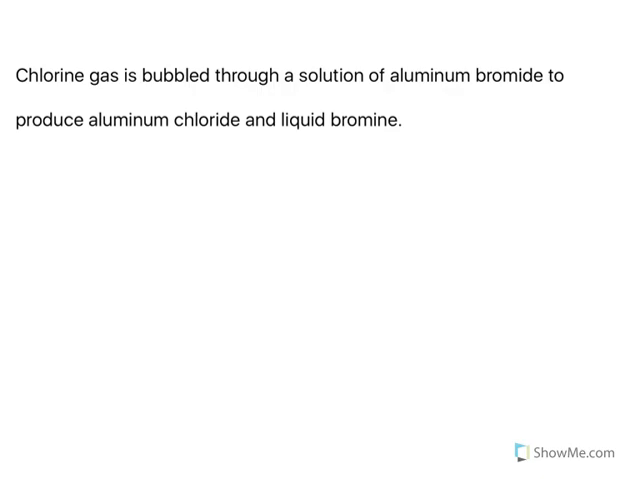Alright, so we have chlorine gas is bubbled through a solution of aluminum bromide to produce aluminum chloride and liquid bromine. So let's start at the beginning. Chlorine gas is bubbled through. So that's going to be a plus because we're mixing two things here. Chlorine gas is being mixed with aluminum bromide. So bubbled through, that's a plus. Then we have aluminum chloride and liquid bromine, so we're going to put a plus there. We have the words "to produce" right here, so that's going to be my arrow, to produce.